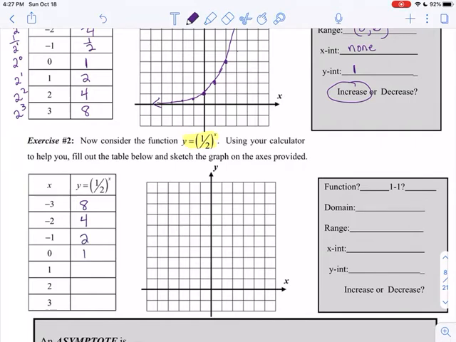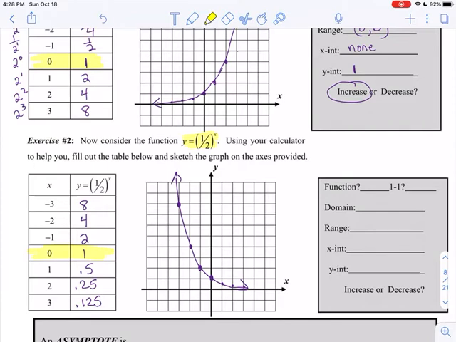Let's go back and fill in my table. So again, -3 was 8, -2 was 4, -1 is 2, 0 is 1, 1 is 0.5, 2 is 0.25, and 3 is 0.125. So I'll plot those. -3 is 1, 2, 3, 4, 5, 6, 7, 8. -2 is 1, 2, 3, 4. -1 is 2. 0 is 1. Half, a quarter, an eighth. It's actually just going in the opposite direction of my other one. It gets closer and closer to 0.